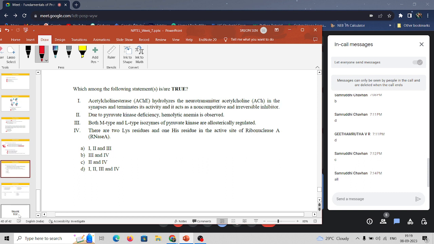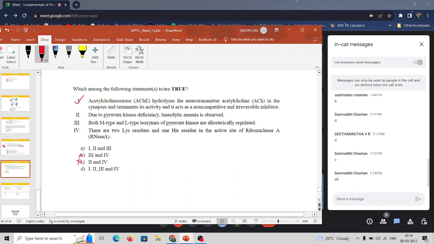Okay, let us see what the first one is telling. Acetylcholinesterase hydrolyzes the neurotransmitter acetylcholine. That is right. In the synapses and terminates its activity and acts as a non-competitive and irreversible inhibitor. So this is the correct option because we know about the function of acetylcholinesterase. So let us see in which options we have 1. So B and C are not correct because 1 is correct. So we can eliminate those options.